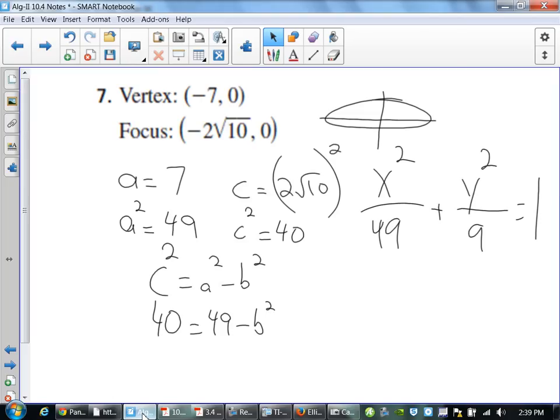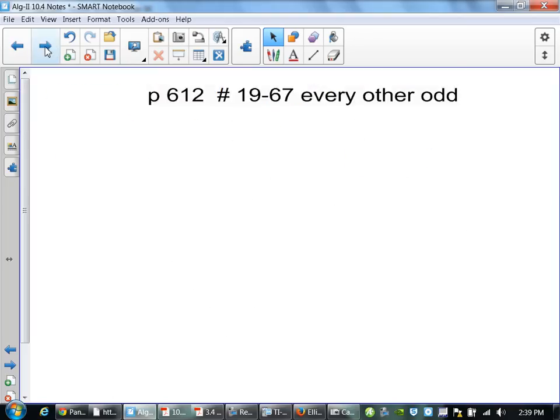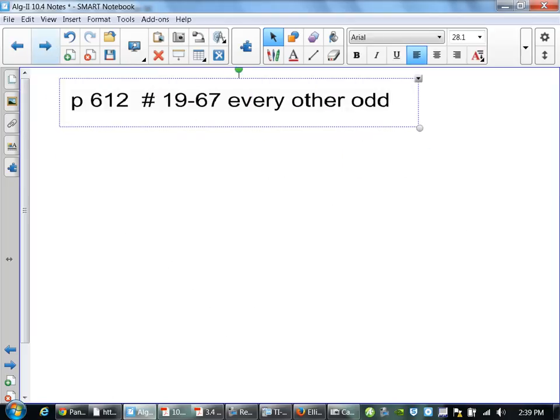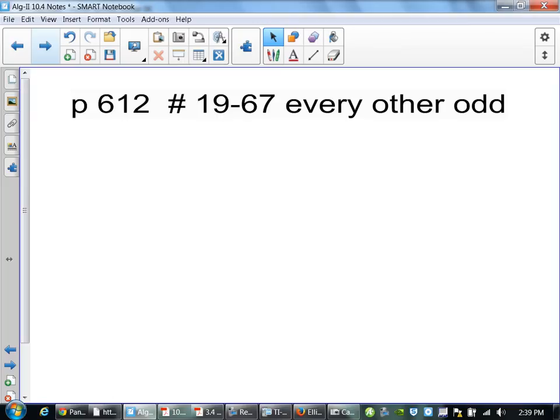So I've got a couple of these for you guys to try out for tonight. It's every other odd. I think we worked it out. It's not many. Is that all it is? 13.